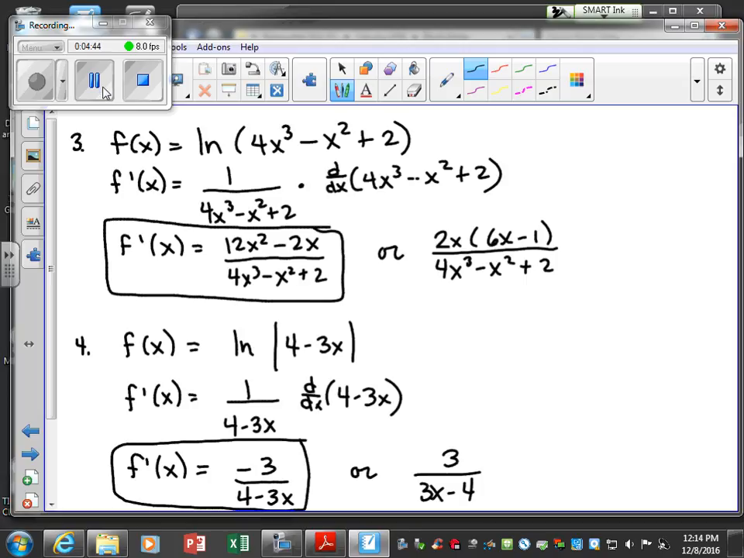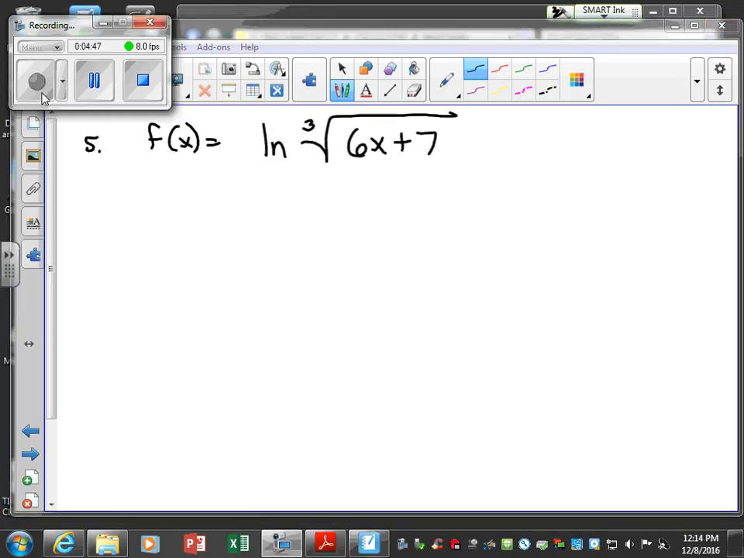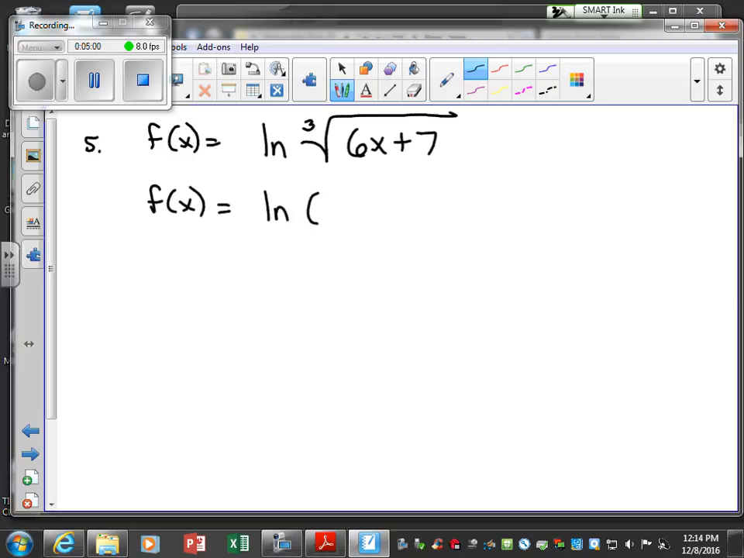All right, and I think I have one more. Natural log of the cubed root of 6x plus 7. What would you suggest we do first? Rewrite it. Rewrite it with the natural log of this term raised to the what power? 1/3 power. Now, algebraically, with our properties of natural logs, what can we do with that 1/3? Yeah, we can move it out front. So we haven't done anything with the derivative yet. We're just algebraically trying to simplify this thing as much as possible.